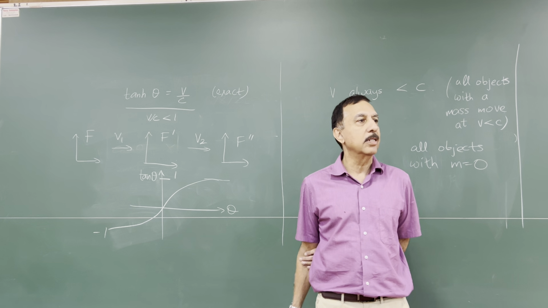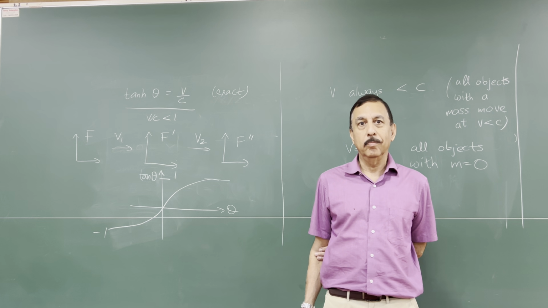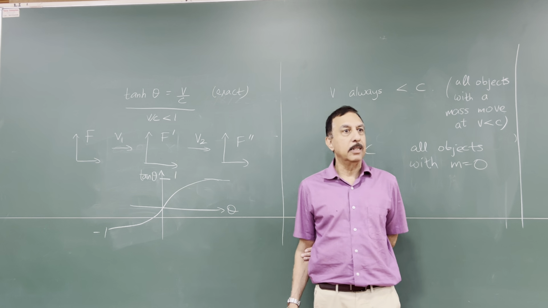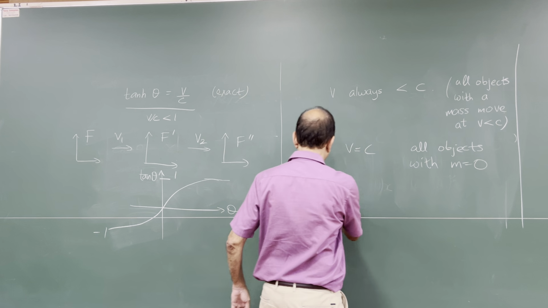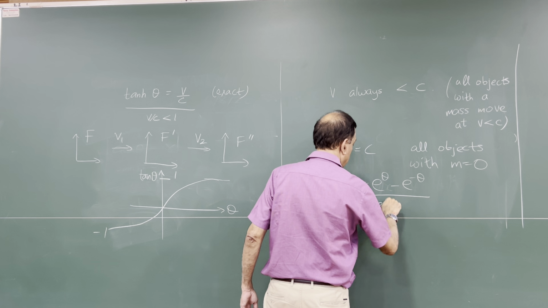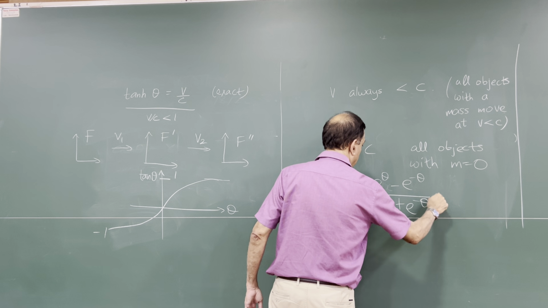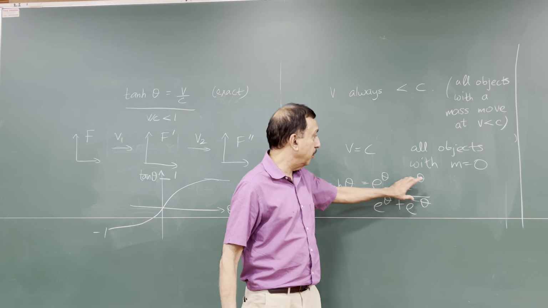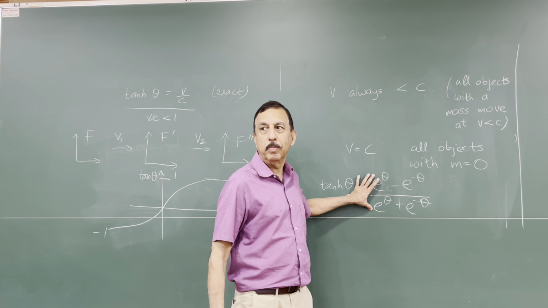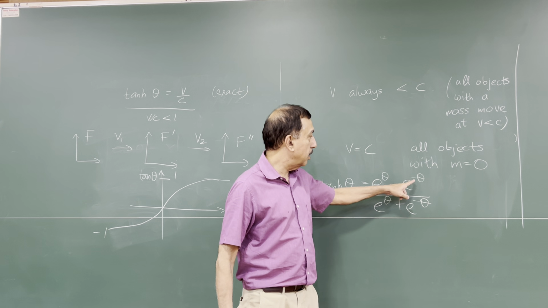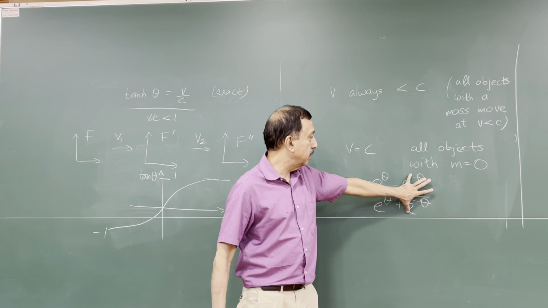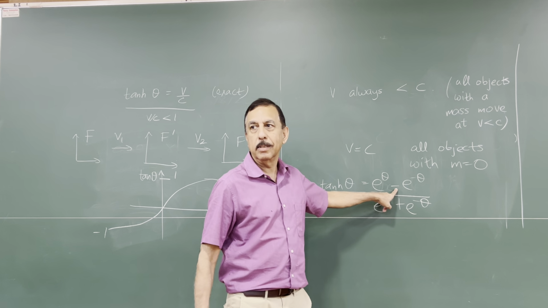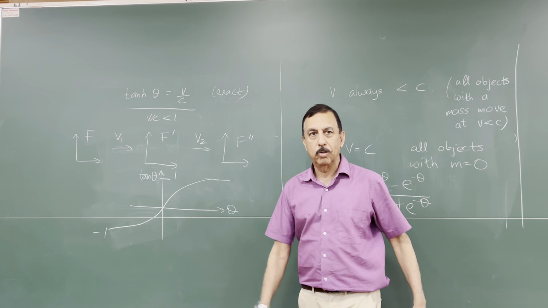That's one function which is very easy to understand. So it's just e to the theta minus e to the minus theta, upon e to the theta plus e to the minus theta. Now if theta goes to be large and positive, these terms are negligible and this ratio becomes 1. And if theta is large and negative, these terms become negligible and this ratio is 1, but there's a minus sign. And that proves what I've just drawn.